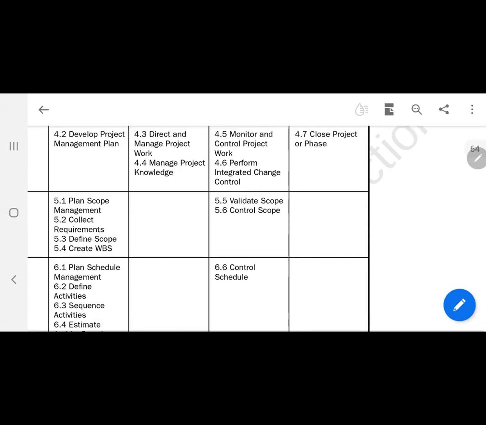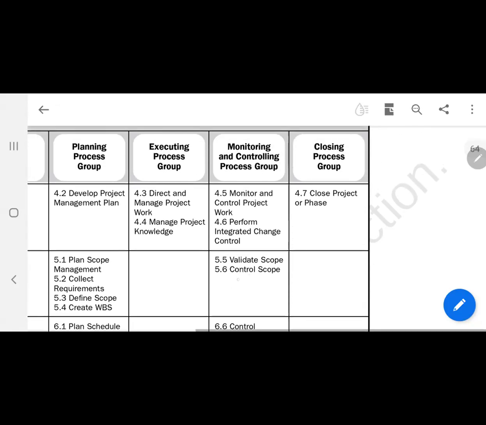Once they have checked the quality of the deliverable and it is verified, they say, okay, it has passed the quality check. They will now pass it to validate scope, process 5.5. Validate scope is where the customer comes and signs off and says, yes, this phase is complete, okay. Once he has approved, the output will be what? Accepted deliverables. So the output of validate scope will be accepted deliverables.